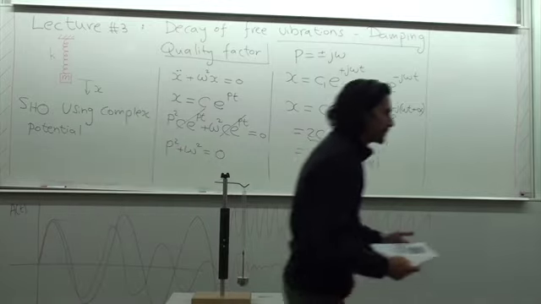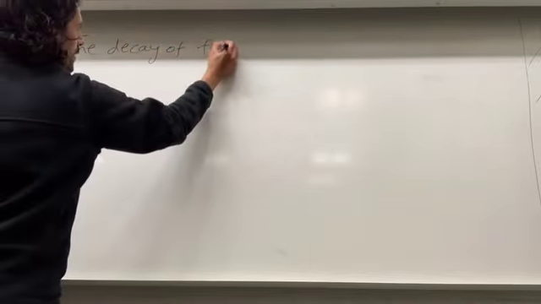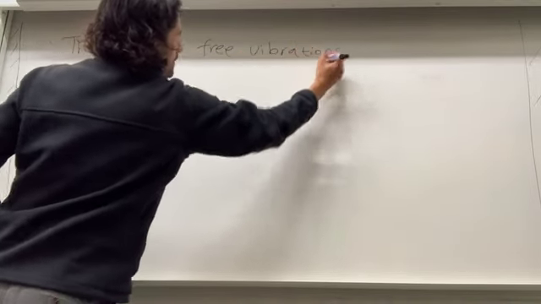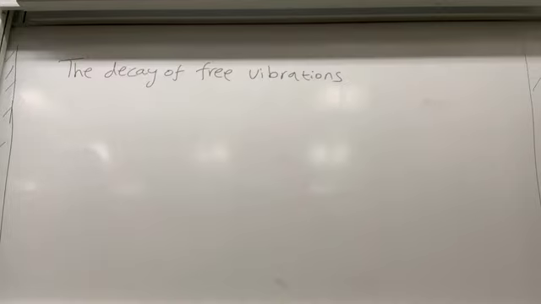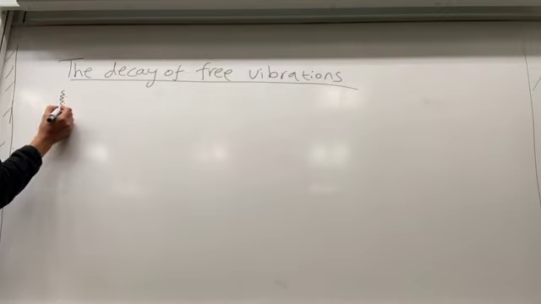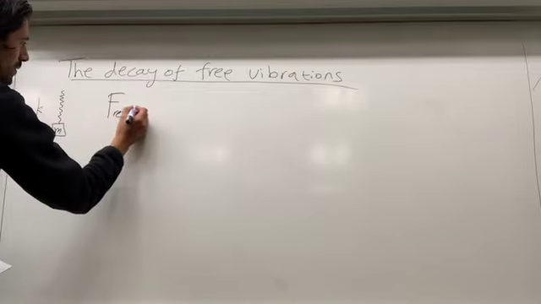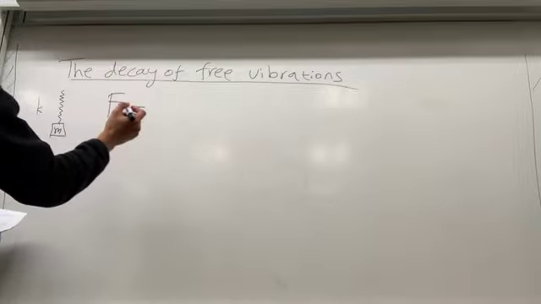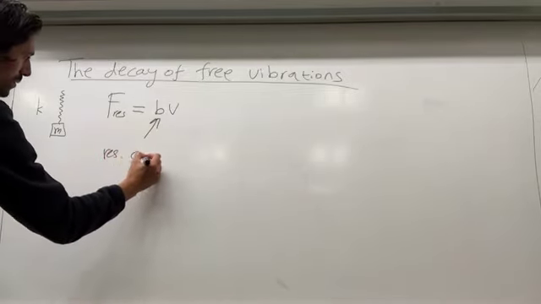Okay, so the decay of vibrations. We take the system with the spring, mass m, constant k, and we consider now the decay, so the resistive force would be, I'm going to call it b now, b times v. Okay, so this would be the constant.